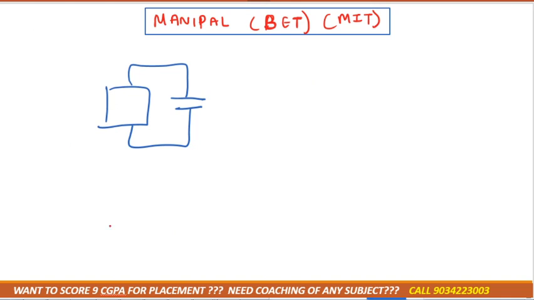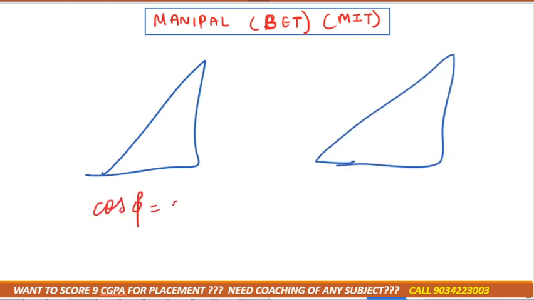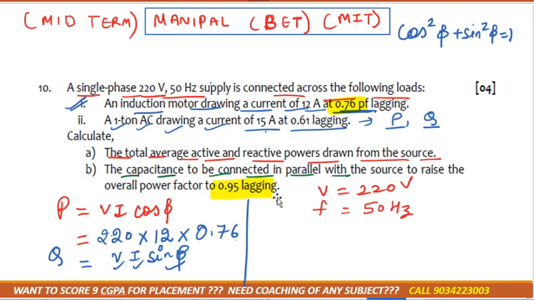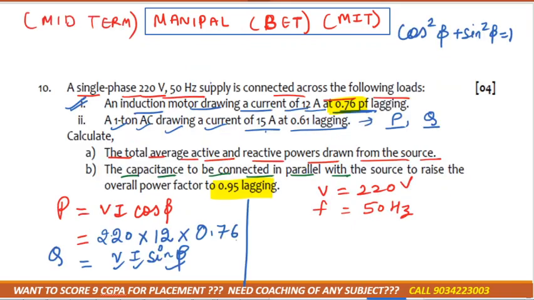0.76. So in this case we need to draw two power triangles. Remember, we need to draw two power triangles. Without capacitor cos phi was 0.76, with capacitor cos phi was 0.95. They have said that if we add capacitor then power factor improves to 0.95, right? Power we have already calculated, active power would be the same. So from here we'll get apparent power for both the cases, reactive power for both the cases, right?